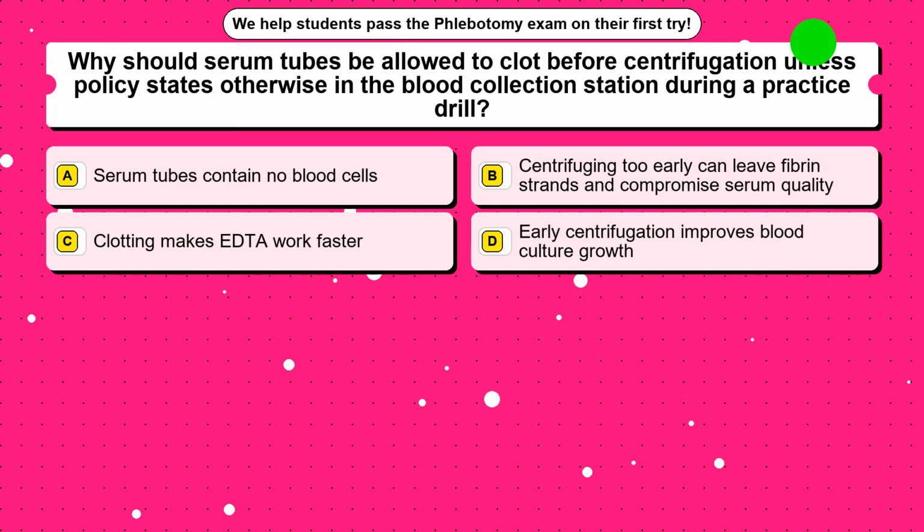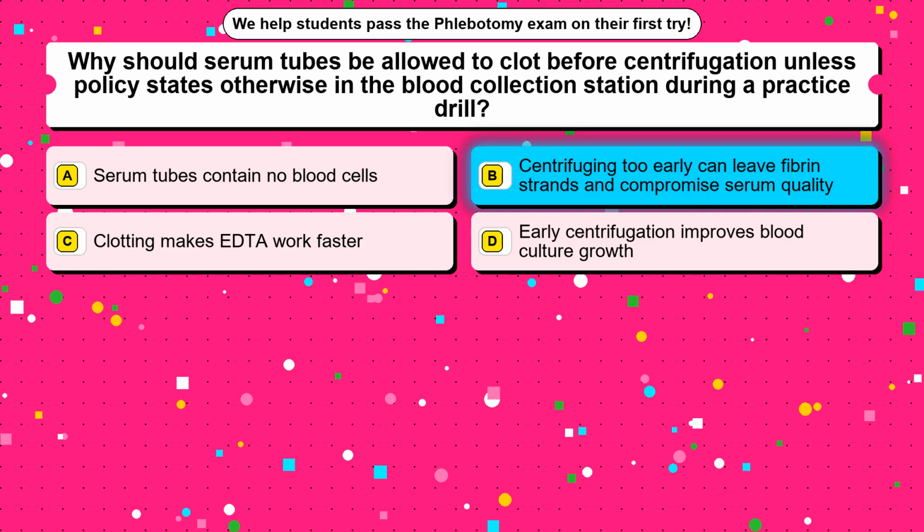Question 96. Why should serum tubes be allowed to clot before centrifugation unless policy states otherwise in the blood collection station during a practice drill? Option A, serum tubes contain no blood cells. Option B, centrifuging too early can leave fibrin strands and compromise serum quality. Option C, clotting makes EDTA work faster. Option D, early centrifugation improves blood culture growth.